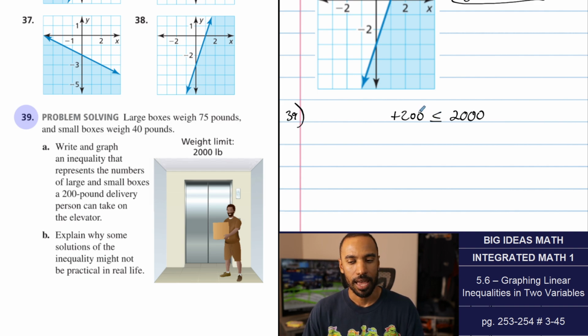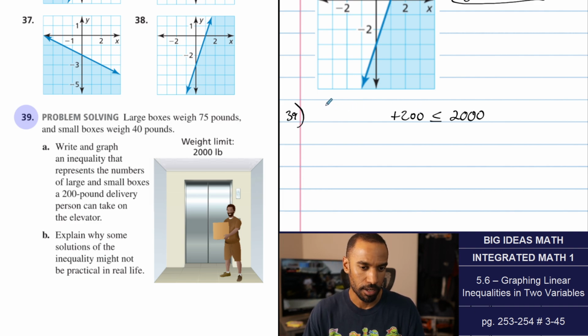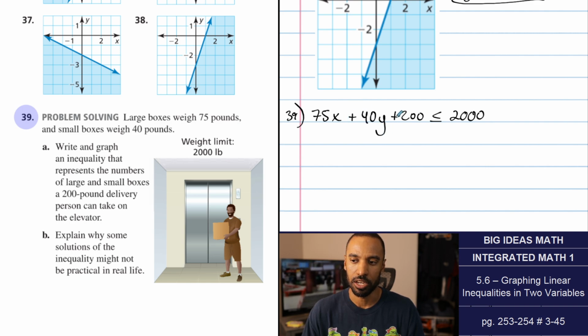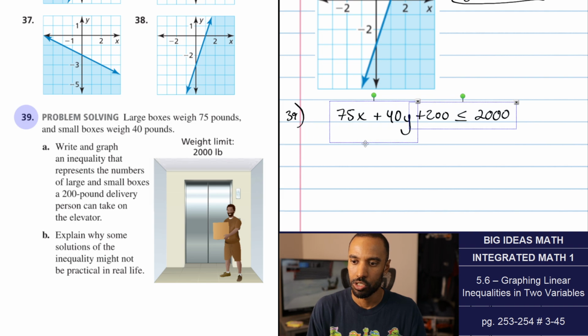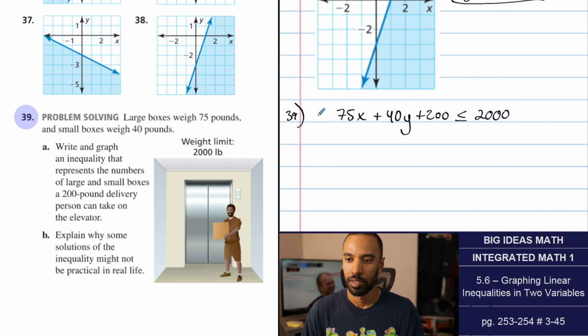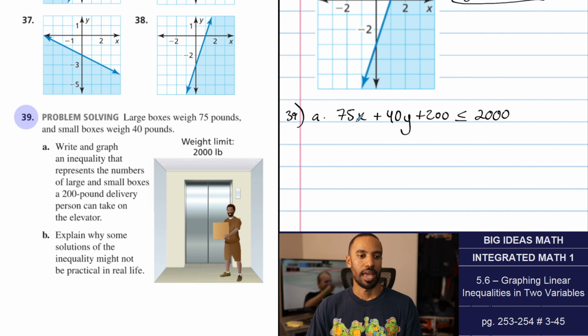So if X represents the number of large boxes, I'm not going to define them in writing, I'll say it out loud. They weigh 75 pounds each. And small boxes weigh 45 pounds each, and we had Y amounts of those. Here is our inequality. This will be the start of part A. So let's write a part A there. It said write it. And said graph it.